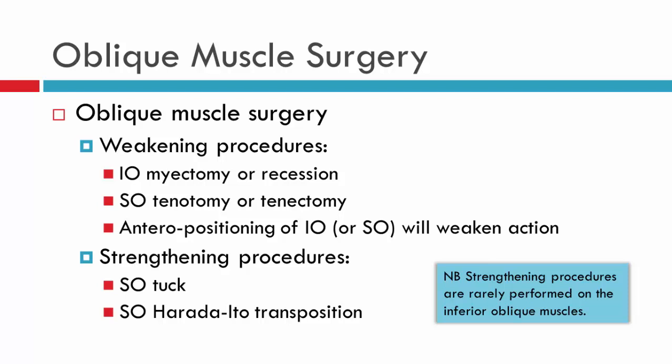We can also anterior position the inferior oblique or the superior oblique to weaken it, in which case what you're doing is you're essentially transposing that oblique muscle anteriorly. In terms of strengthening procedures, here I've only given you superior oblique strengthening positions because generally inferior obliques are not strengthened in AV patterns. So we have a superior oblique tuck and a superior oblique Harada-Ito transposition. We'll talk more about these when we move to fourth nerve palsies, as they're more relevant in that particular instance.